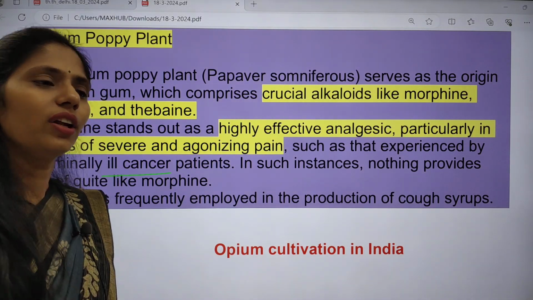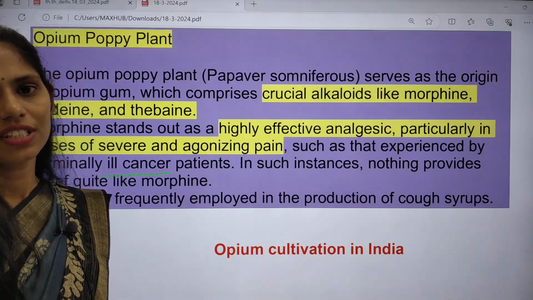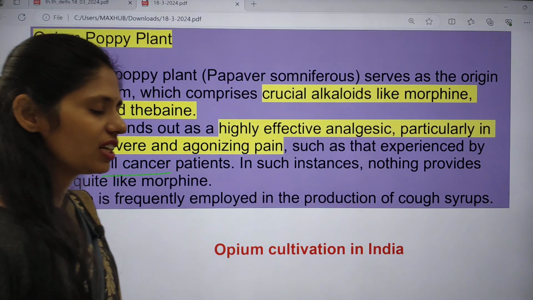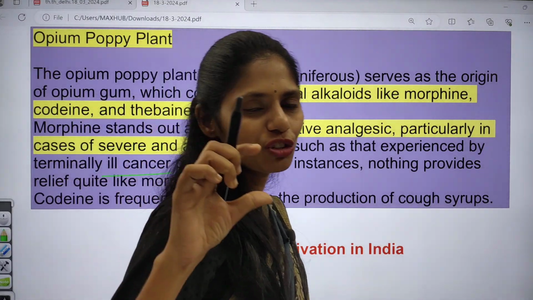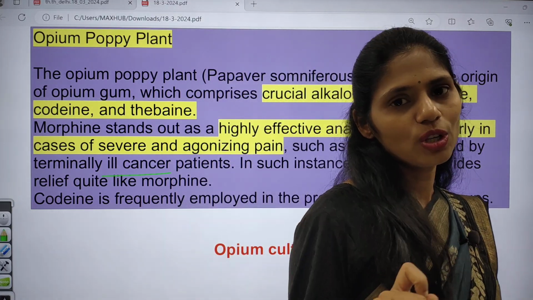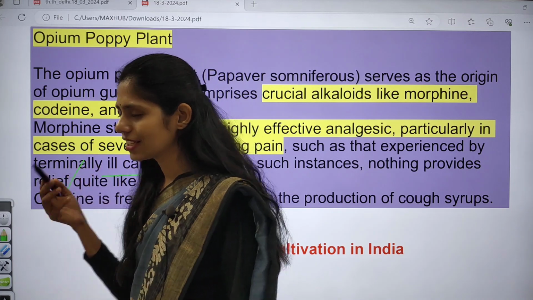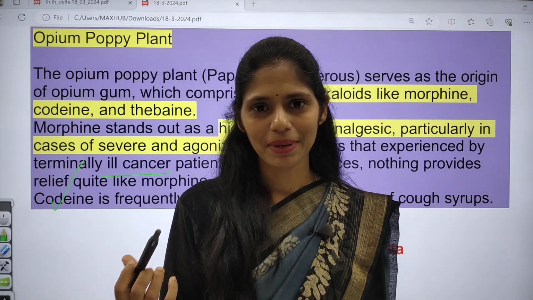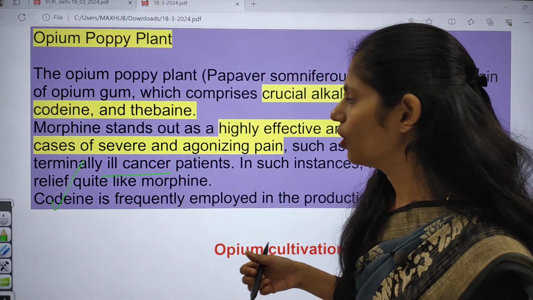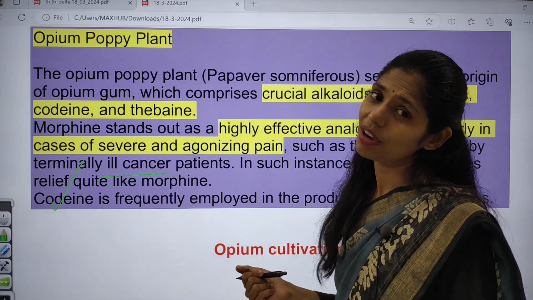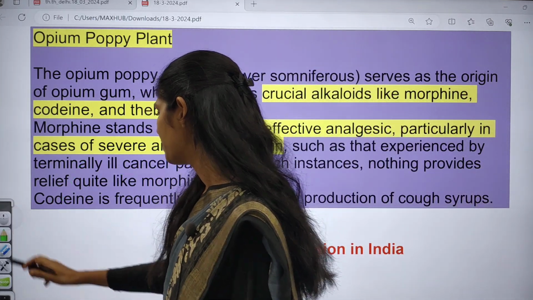And codeine is normally present in cough syrups. Because of this reason, even in cough syrups you can see the presence of alcohol. Because of this alcohol, and in some cough syrups the codeine, after drinking this cough syrup you will get sleep. That is the reason.